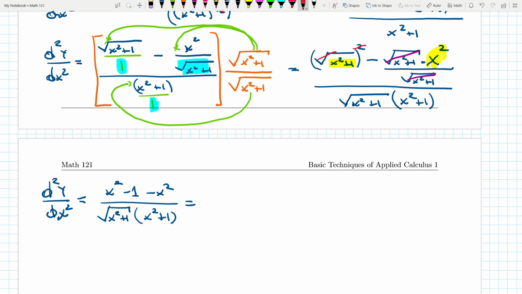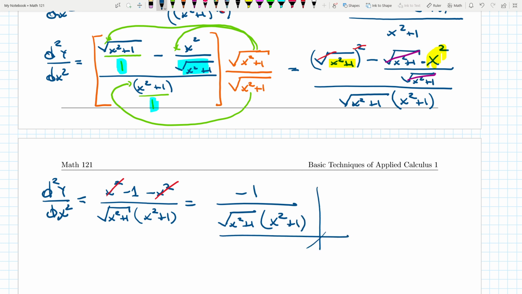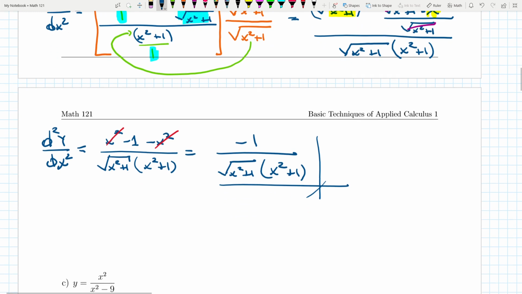And notice again how these two terms cancel. And we are left with, well, actually they don't cancel, do they? Did I mess up a sign? No, I think we're doing fine. Yeah, so those cancel, and we end up with -1 over the square root of x squared plus 1 times x squared plus 1, and this is the final answer. And yes, I was looking at my notes, and I thought I did a mistake, but I did a mistake in my notes, not here.